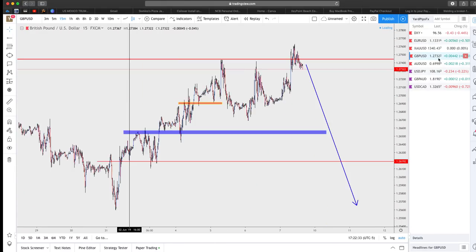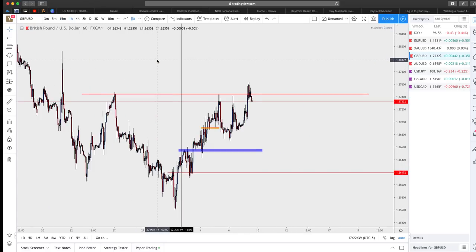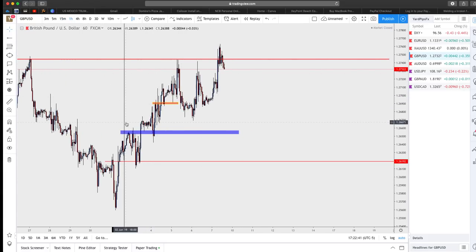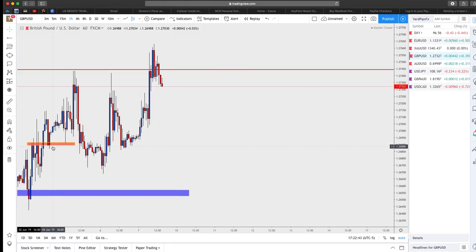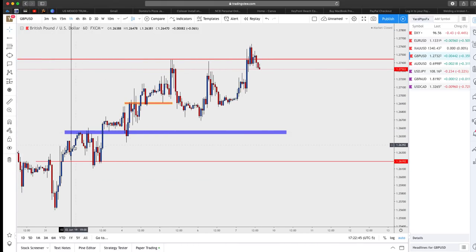So GBPUSD, same picture as Euro. The market was just giving a simple break and retest. The market opened here. It established a level of resistance through Monday to Tuesday, then came back to a broken level of resistance acting as future support.